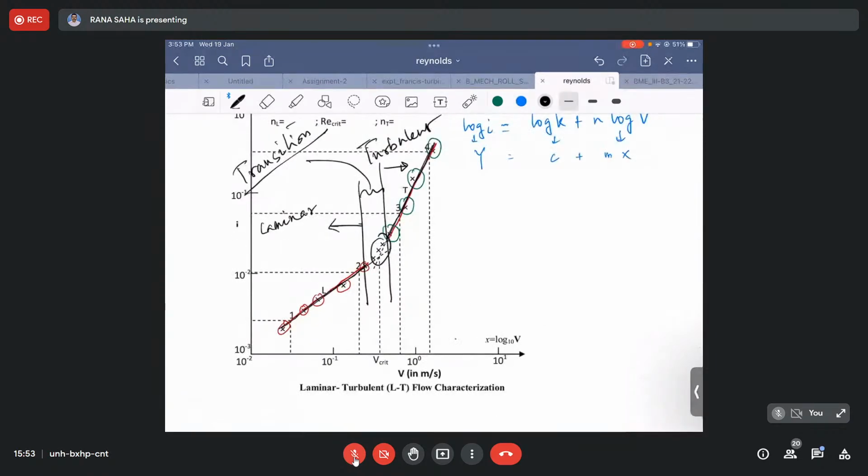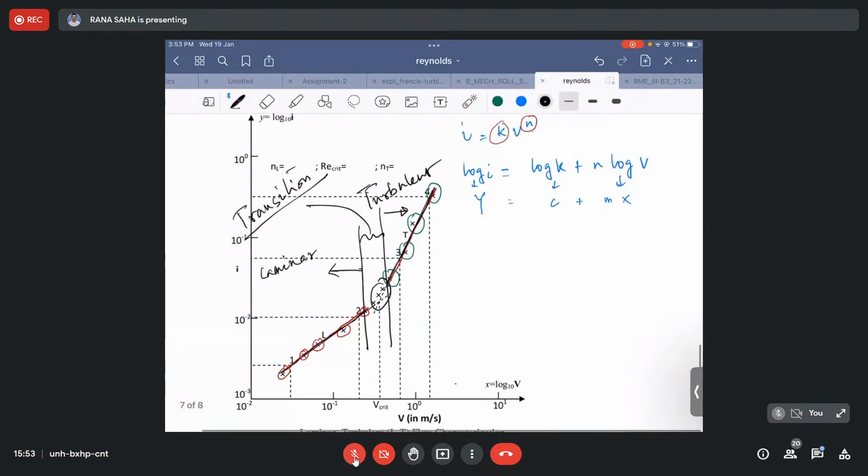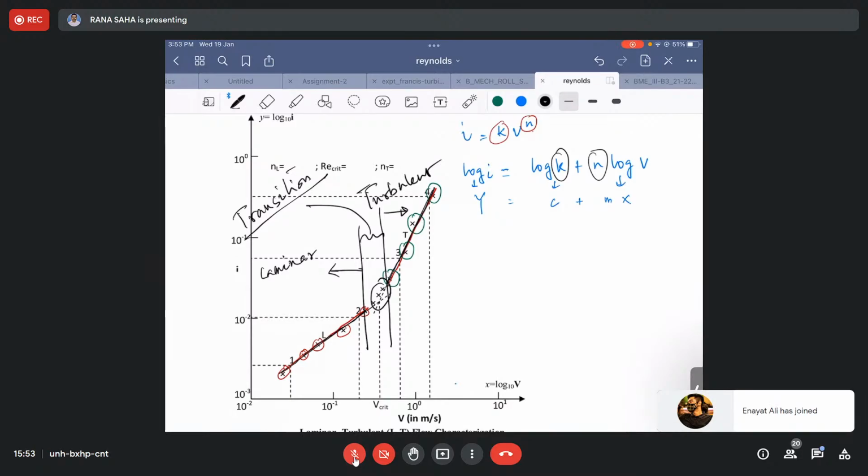So in a graph, you can represent the entire flow regime in terms of this I and V. This is the first significance of plotting I versus V. The second one is to find out the values of K and N by using these 2 different straight lines. That means for laminar you are going to have one set of K and N combination. For turbulent, you will have another set of K and N combination, isn't it?